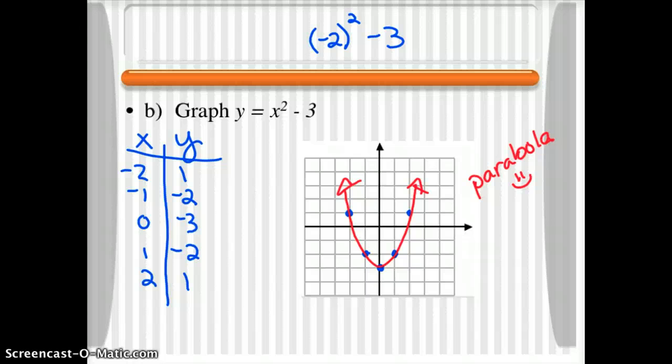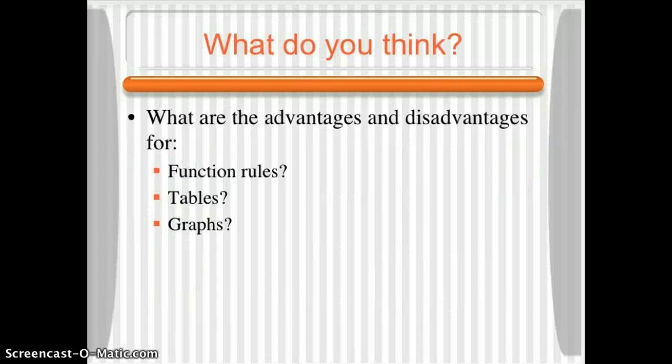All right, a couple things to think about before we end. I want you to see if you can come up with some advantages and some disadvantages for function rules, for tables, and for graphs. I would love to hear some specific advantages and disadvantages when you come back into class. And I want you to be able to graph, make a table, and make a rule pretty fluently.